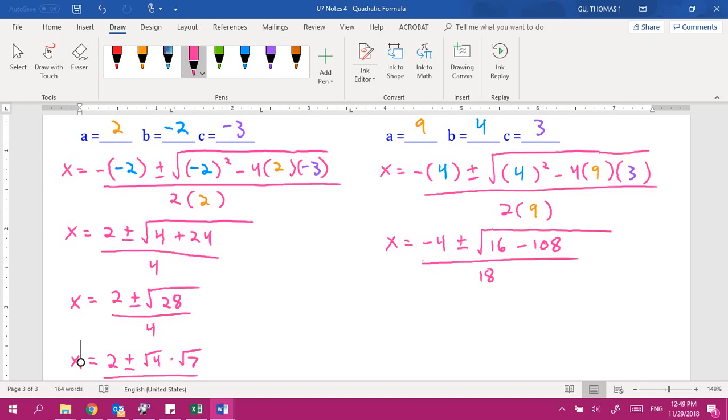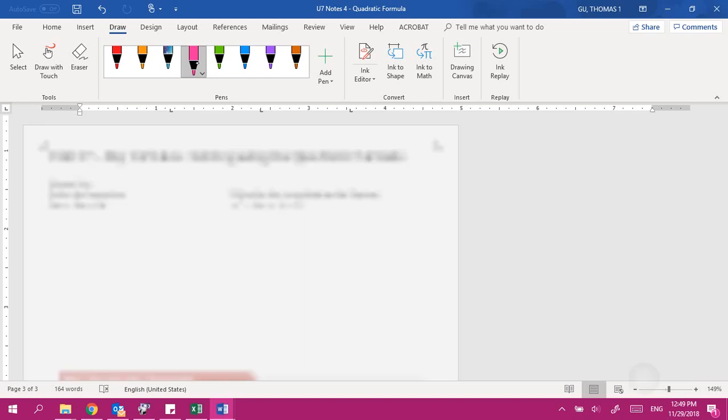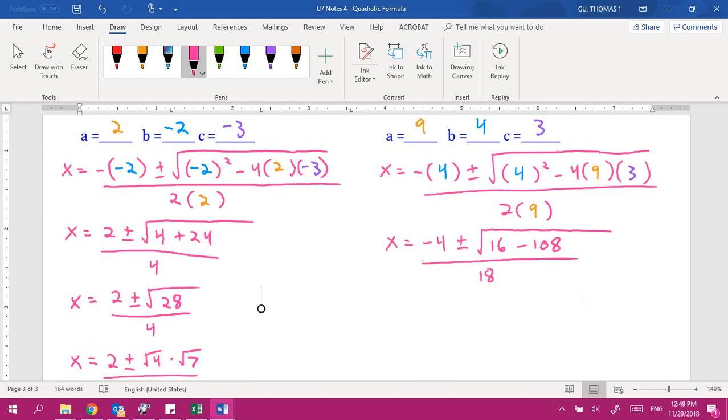Alrighty, so what's next? X equals, right, we're going to subtract what's inside the square root. We're going to simplify that. X equals negative 4 plus or minus the square root of negative 92. Don't forget to say the square root of negative 92, over 18.